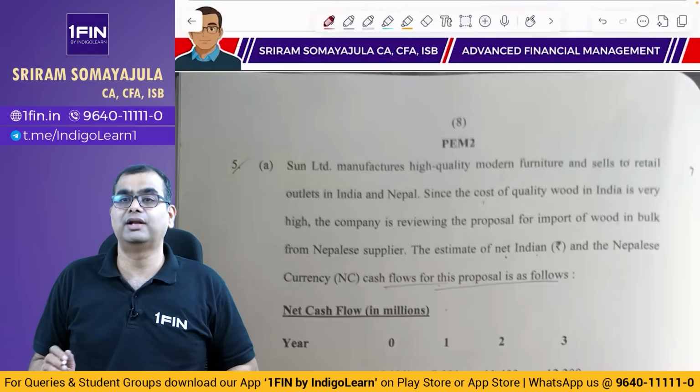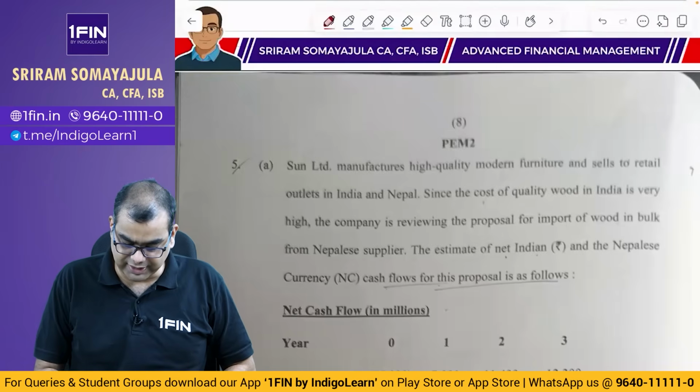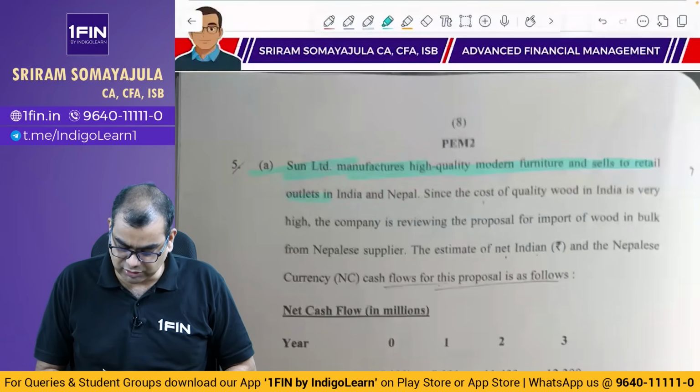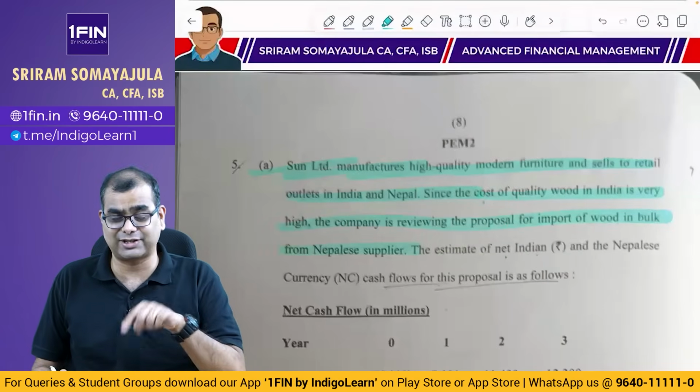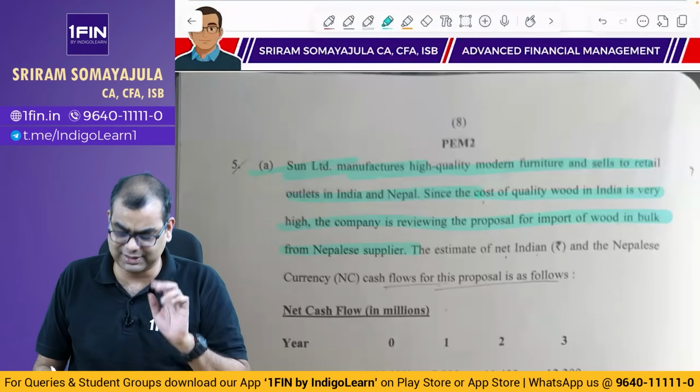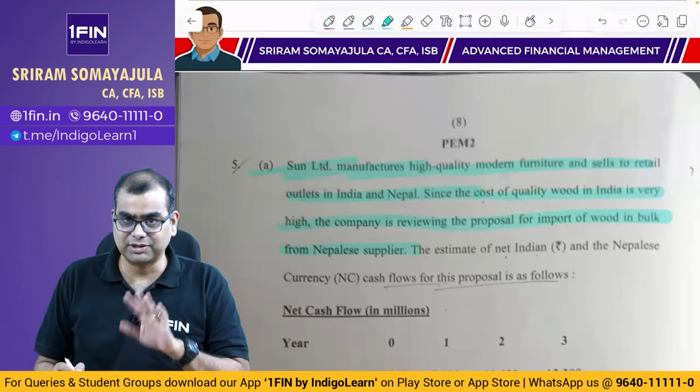Okay. Now let us look at the next question, which is 5A. Sun Limited manufactures high quality modern furniture and sells to retail outlets in India and Nepal. Since the cost of quality wood in India is very high, the company is reviewing the proposal for import of wood in bulk from Nepali suppliers. This is actually a very similar question we've solved in class. It is in the study material also. But the numbers have changed, obviously.